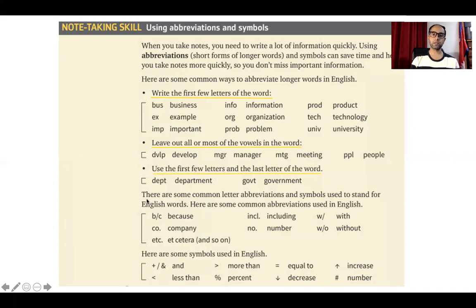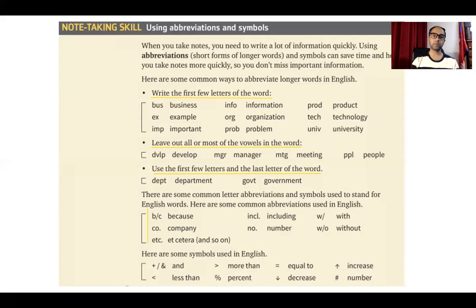And here are some other techniques. There are some letter abbreviations and symbols used to stand for English words. These are the practical things, okay? A lot of these are regularly used. B oblique slash C is used for because. If you hear company, you don't have to write all. You just write CO dot, etc. and so on could be ETC. And similarly, including can be INCL dot only. So try to incorporate this, try to use these when you take notes.